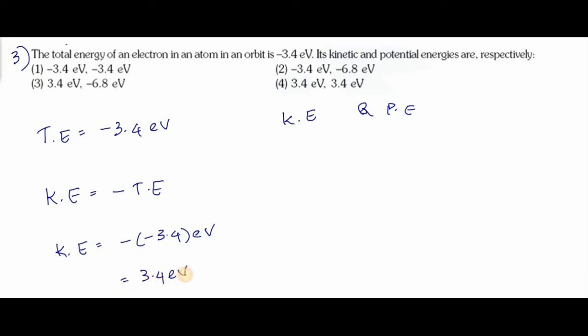And potential energy, we know, is 2 times the total energy. Potential energy of an electron is equal to 2 times the total energy. So here what is the total energy? Minus 3.4. So 2 into minus 3.4 is equal to minus 6.8 electron volt. So my kinetic energy is 3.4 electron volt, whereas my potential energy is minus 6.8 electron volt. Corresponding to this, we have option 3.